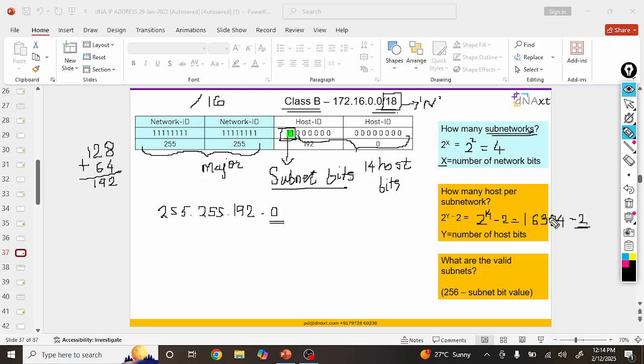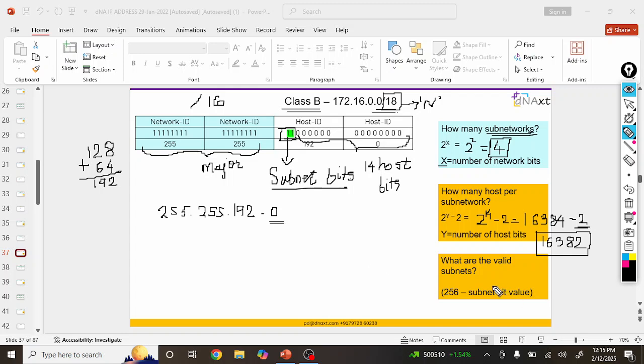Why? Because in each subnet one address is assigned as the network ID and one is the broadcast ID, which cannot be given to your endpoints, and hence we always subtract 2 from the number of hosts. So the actual number of hosts that we will get in each subnetwork is 16,382.